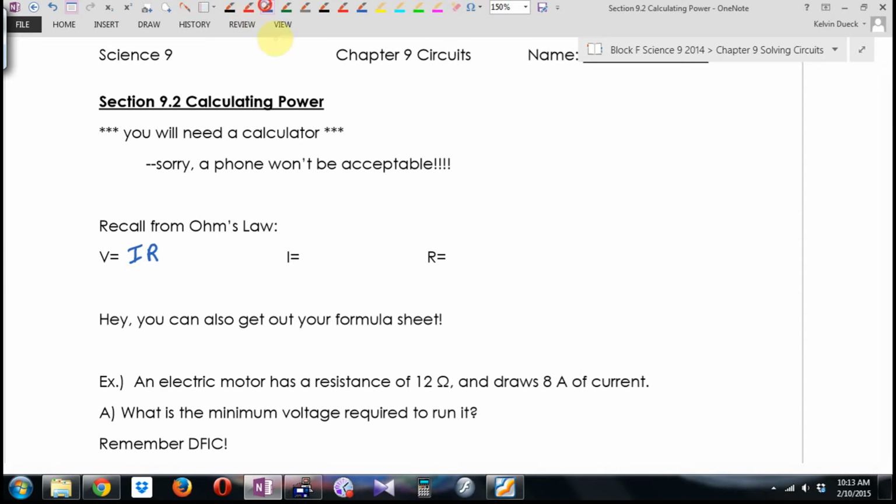So that's why you could actually derive this. It's V over R, not V times R. But it's on your yellow formula sheet. And what was resistance equal to? V over I. I wrote down here, hey, you can also get these from your formula sheet.